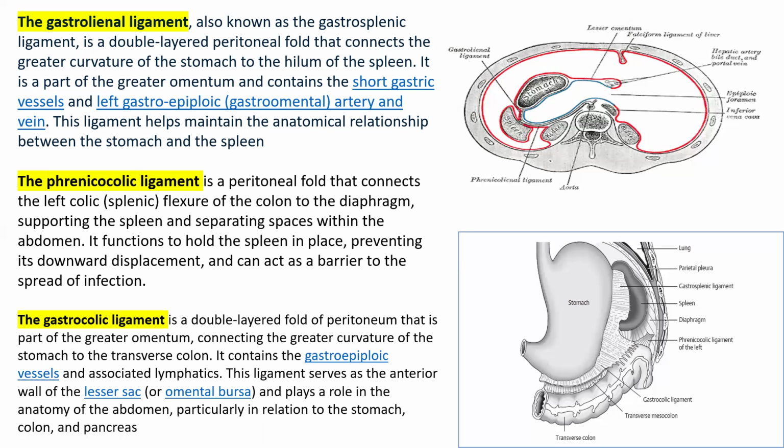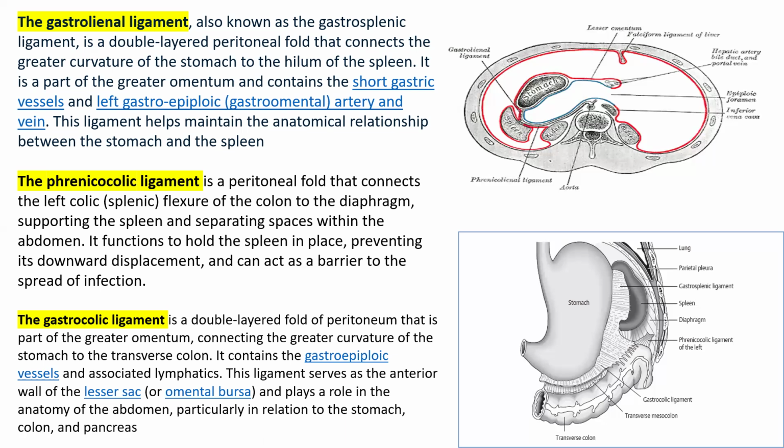Now the next ligament is the phrenicocolic ligament. Look at the image. The phrenicocolic ligament connects the left colic splenic flexure of the colon to the diaphragm, supporting the splenic flexure. It helps to support the spleen and separate spaces within the diaphragm, preventing its downward displacement, and acts as a barrier to the spread of infection.